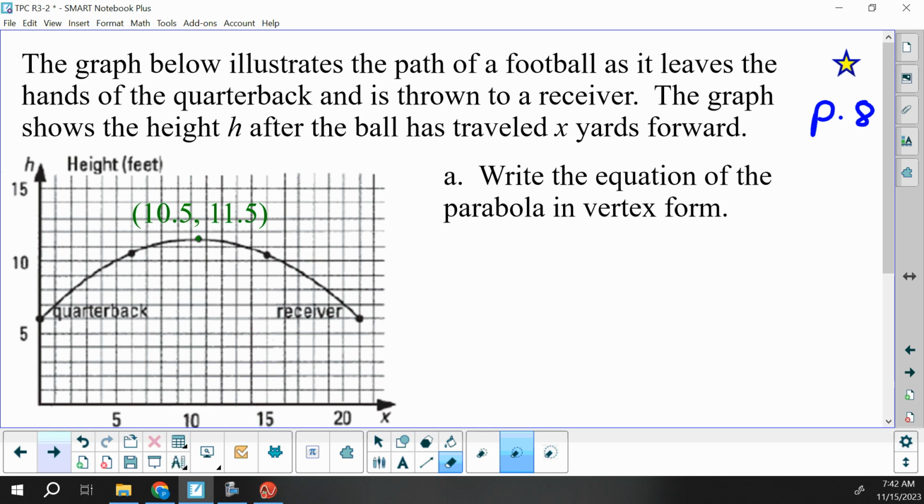So we've got a football. It leaves the hands of the quarterback and is thrown to a receiver. The graph shows the height h after the ball travels x yards forward. So we want to find the equation of this in vertex form.